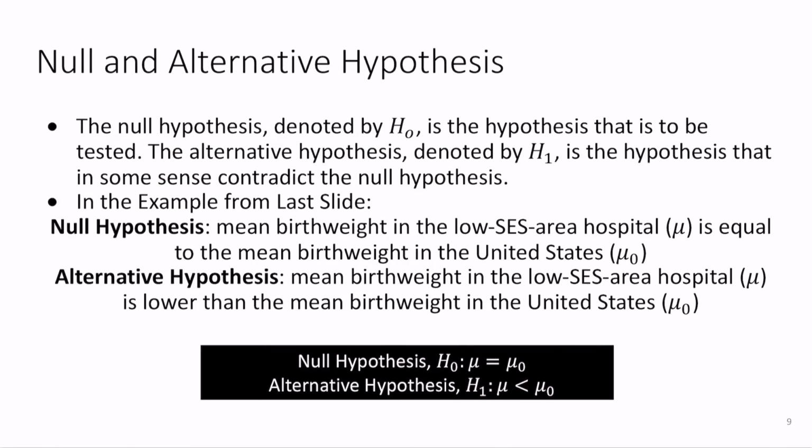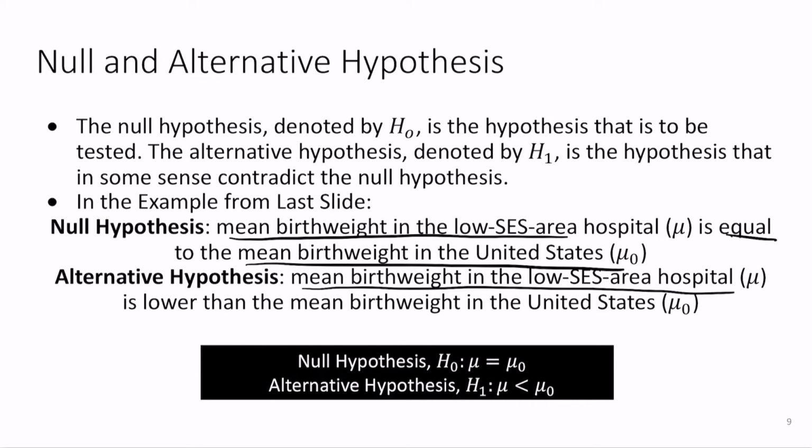One hypothesis basically says that the mean birth weight in low socioeconomic status area is equal to the mean birth weight in the United States. The alternative hypothesis that can be proposed is that the mean birth weight in low socioeconomic status area is lower than the mean birth weight in the United States. Now, these are called the null and alternative hypothesis.